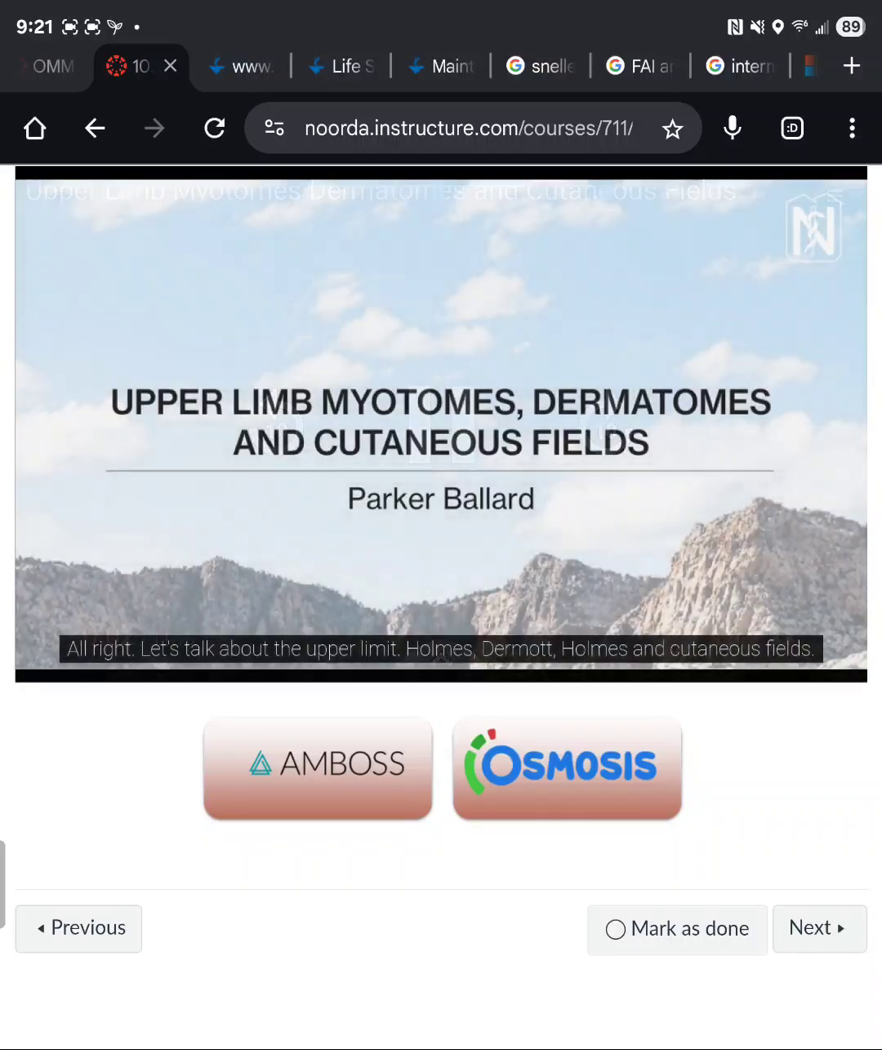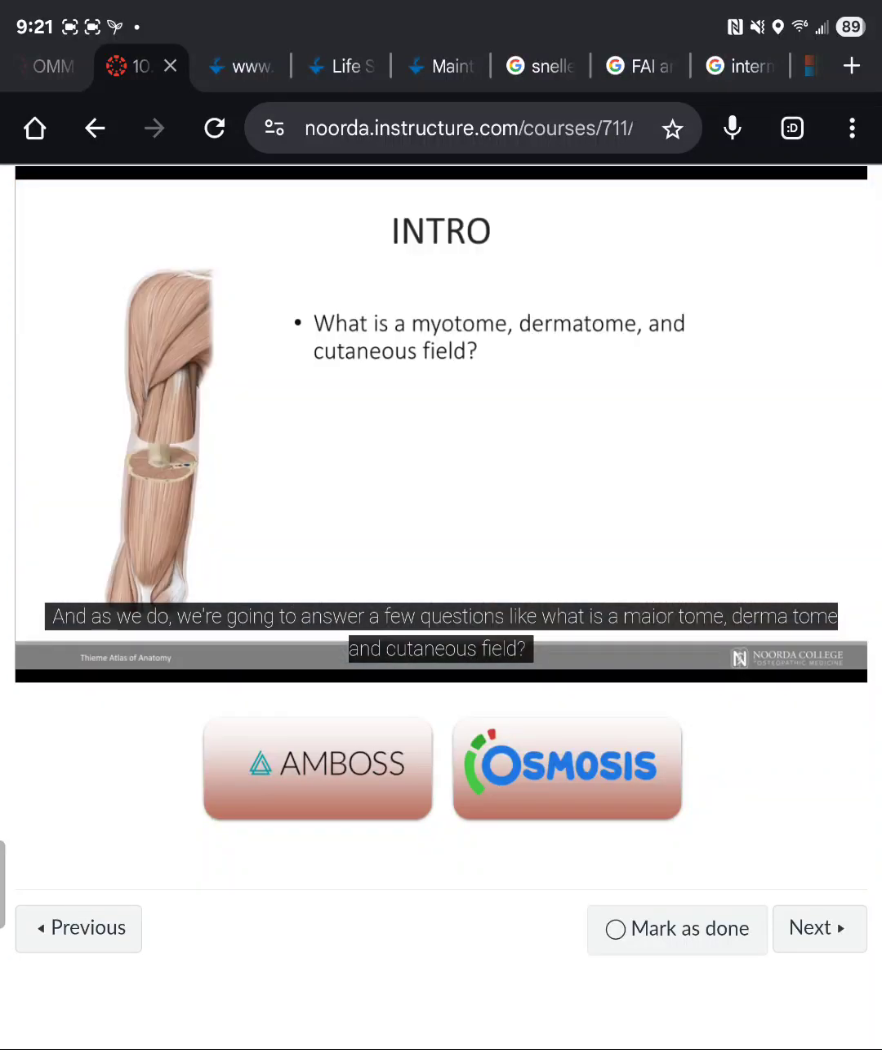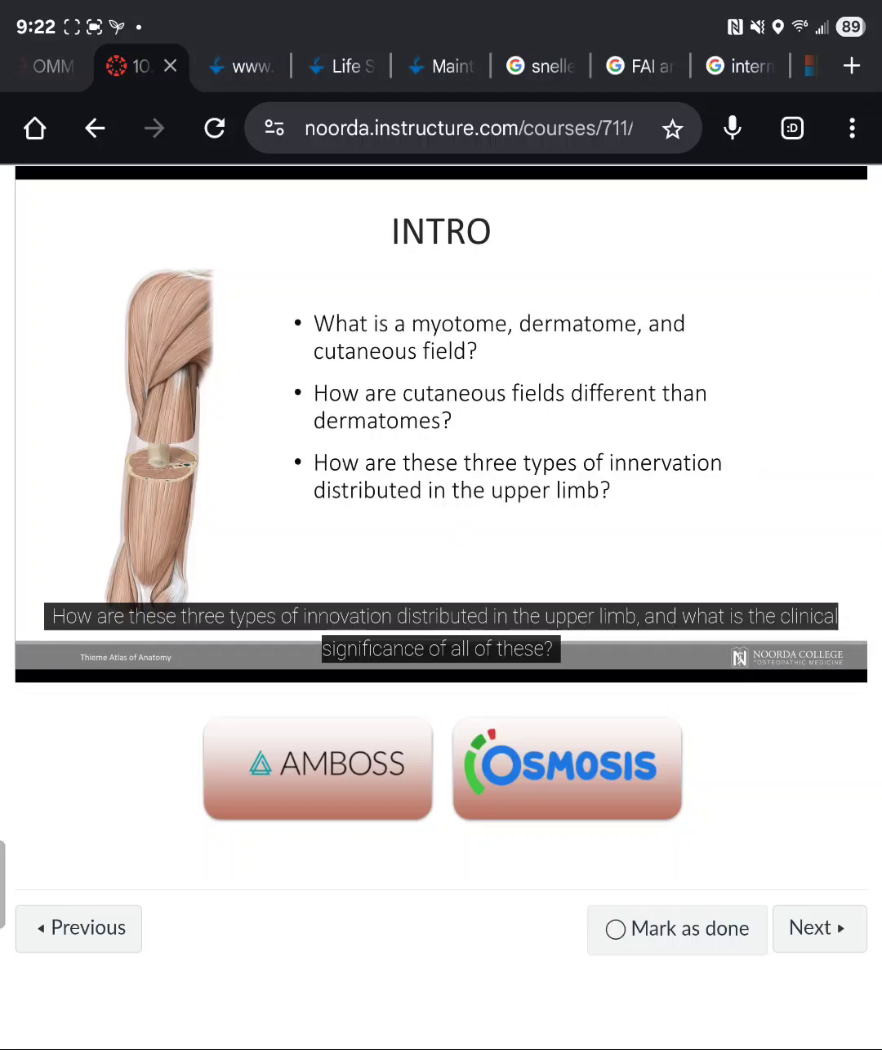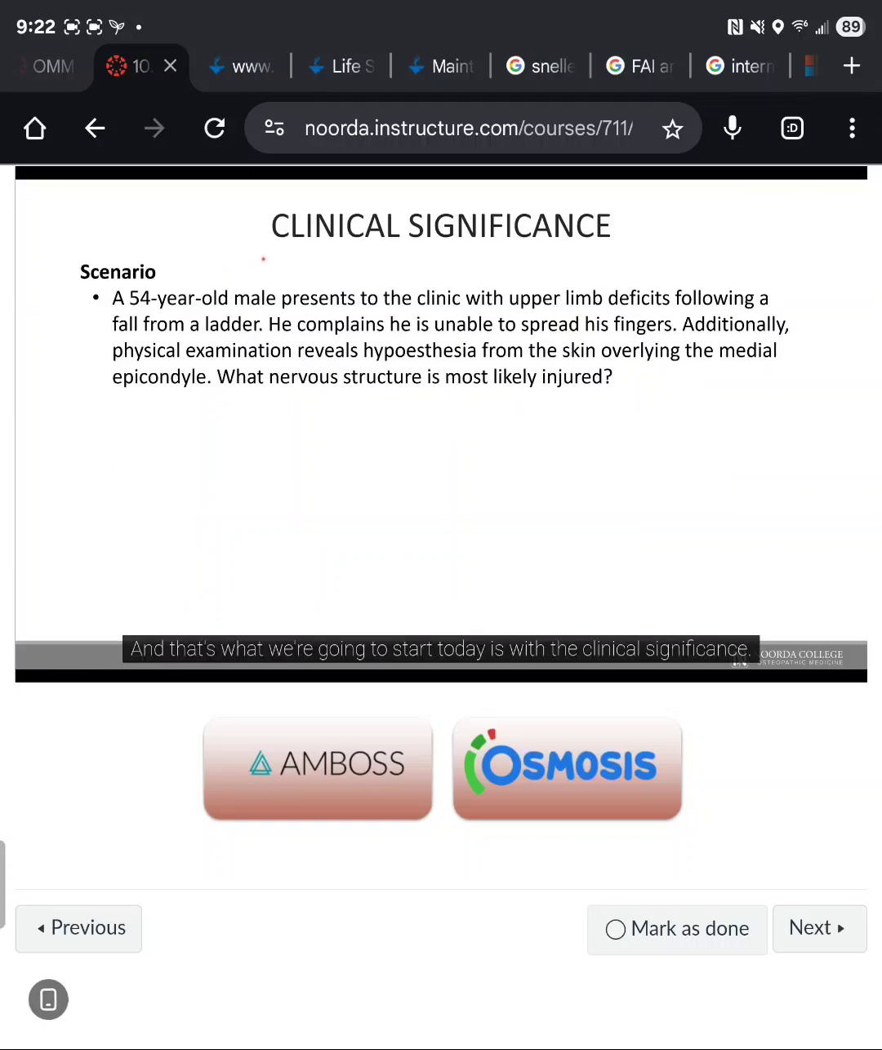All right, let's talk about the upper limb myotomes, dermatomes, and cutaneous fields. And as we do, we're going to answer a few questions like, what is a myotome, dermatome, and cutaneous field? How are cutaneous fields different than dermatomes? How are these three types of innervation distributed in the upper limb? And what is the clinical significance of all of these? And that's where we're going to start today, with the clinical significance.